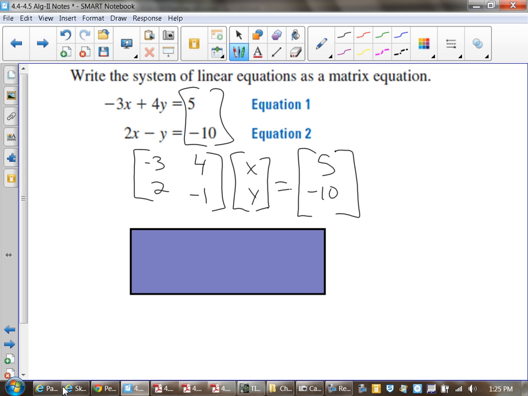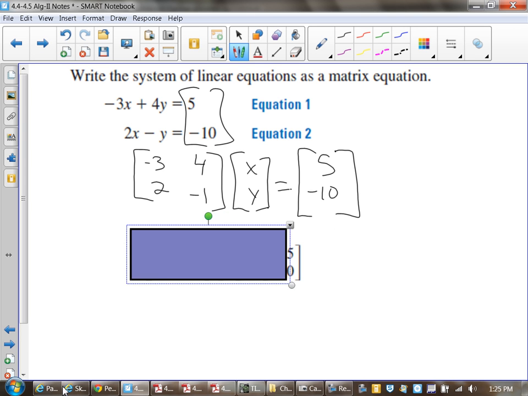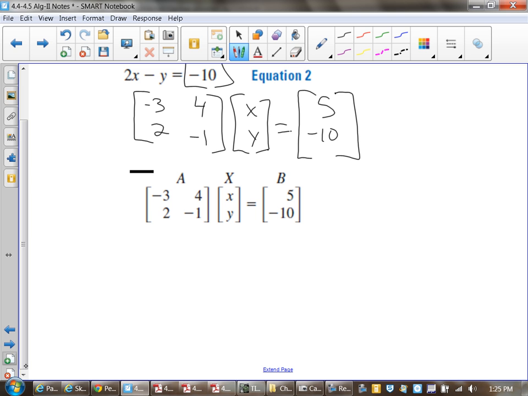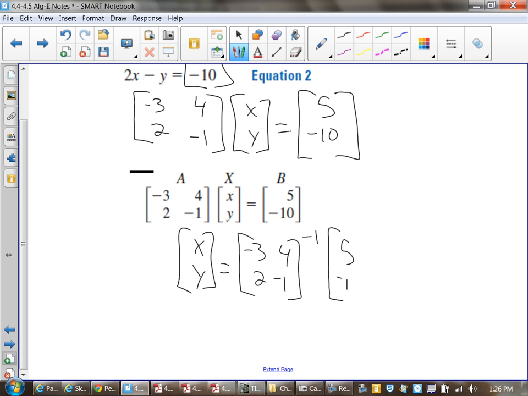Isn't it matrix A times something equals matrix B? How do you undo matrix A? Not divide, we're just using the inverse again. So what happens here is that this x, y is going to equal matrix A inverse times matrix B, using the inverse operation within matrices.